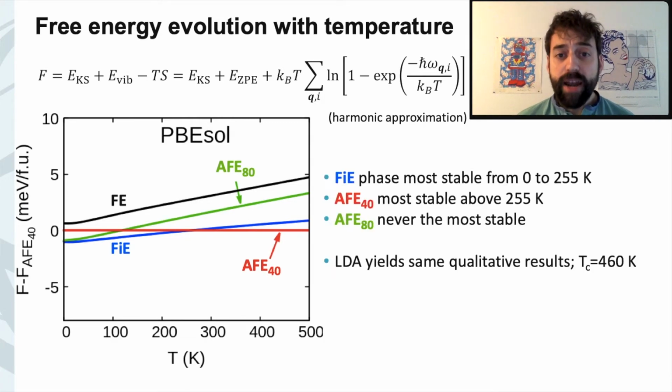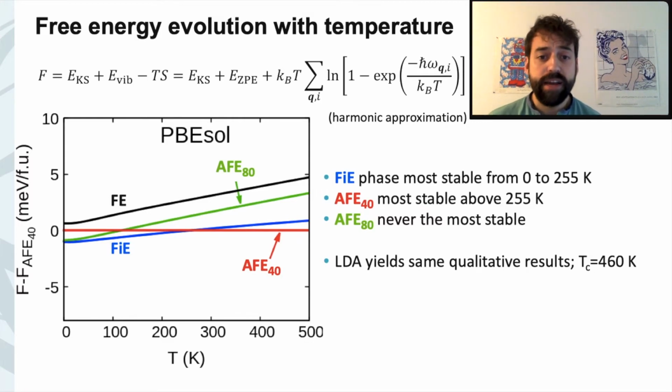We see that the ferroelectric state is the most stable at low temperatures, up to around 250 Kelvin, although our calculations do not allow for a great accuracy for this value, as you will see. Then, the AFE40 phase becomes the most stable, up to at least 500 Kelvin. Now, notably, the AFE80 phase is never the most stable phase among those studied here.